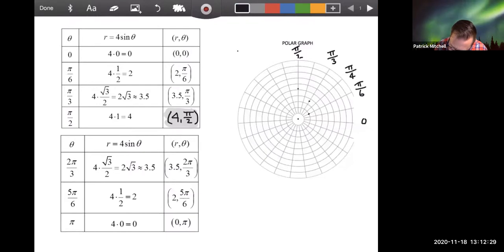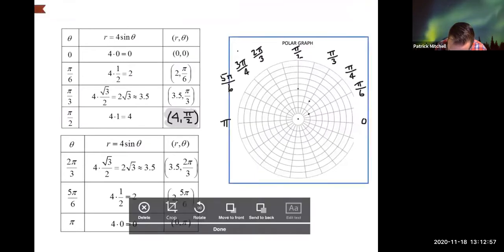So that's 6 pi over 12, 7 pi over 12. This would be 8 pi over 12, aka 2 pi over 3. That would be 3 pi over 4. And then 10 pi over 12 would be 5 pi over 6. And this over here would be pi. All right, so 3.5 comma 2 pi over 3 would be right here.